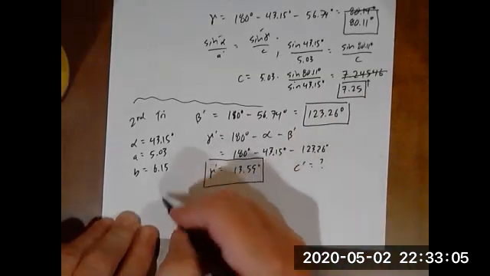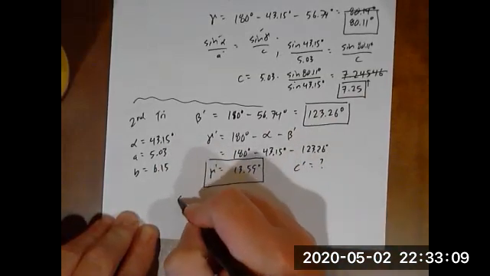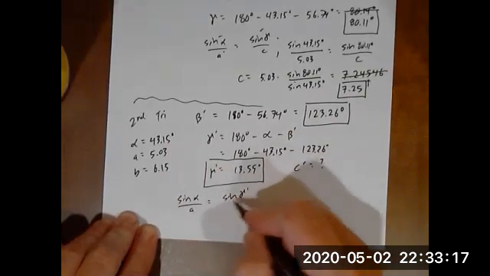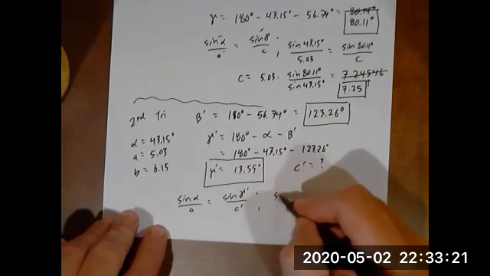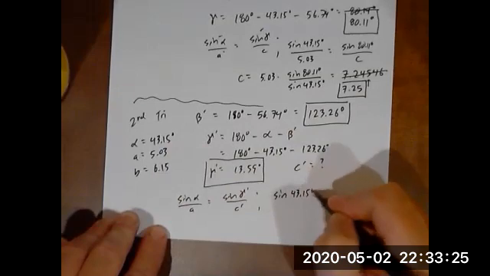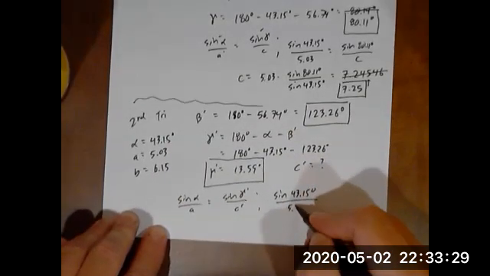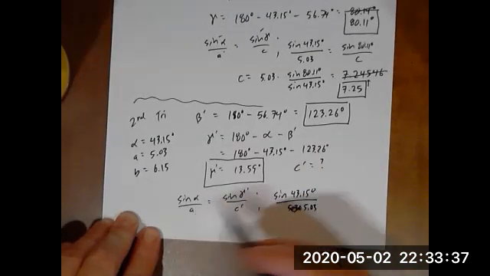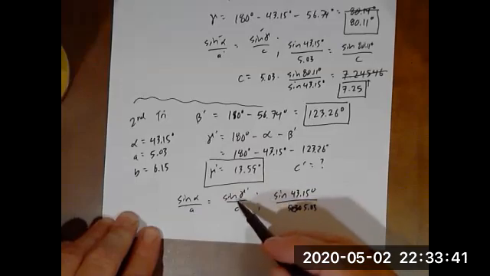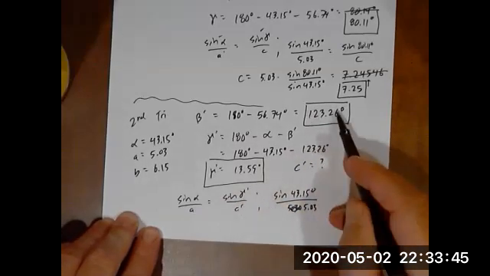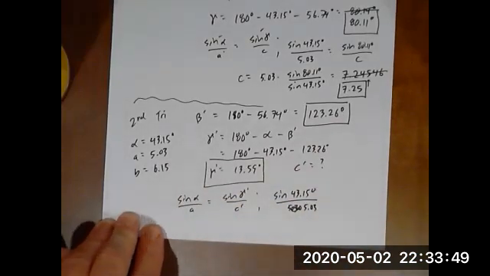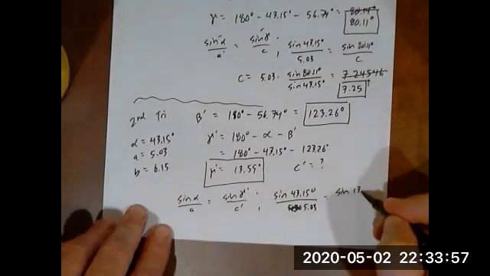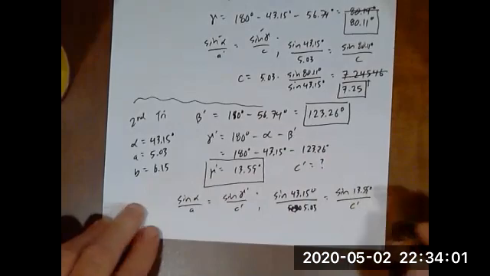I'm going to use law of sines. I will use the alpha, so sine alpha over A is sine my new gamma over my new side C. So sine of 43.15 degrees over A, 5.03. Just so you know, I could have used beta and B for the law of sines. Of course, make sure you use this beta angle and your B here. I just chose to use alpha and A. You'll get the same answer whichever one you use. So the sine of my new gamma, 13.59 degrees over my new C.